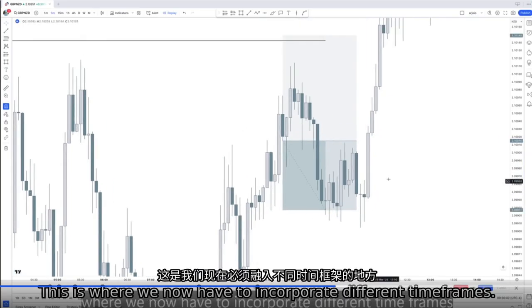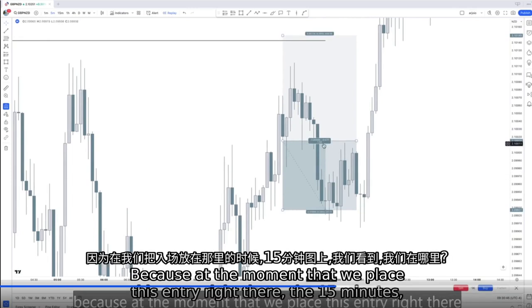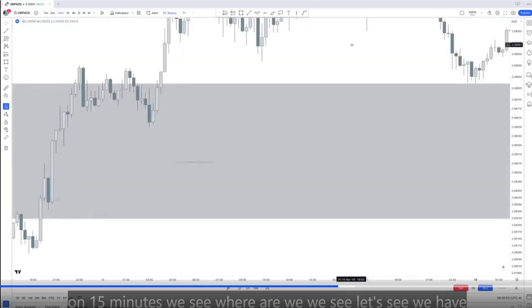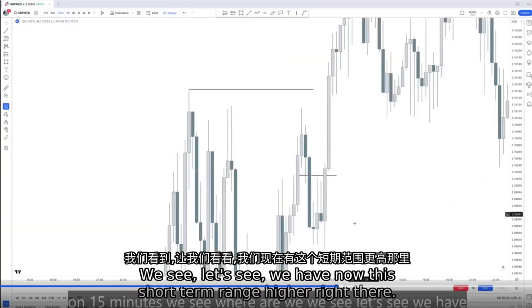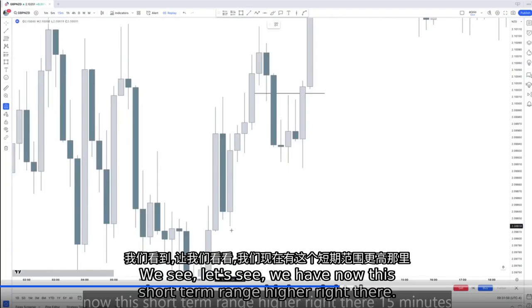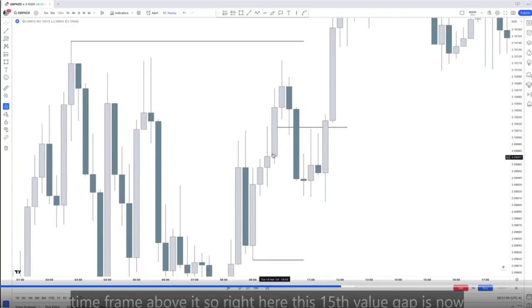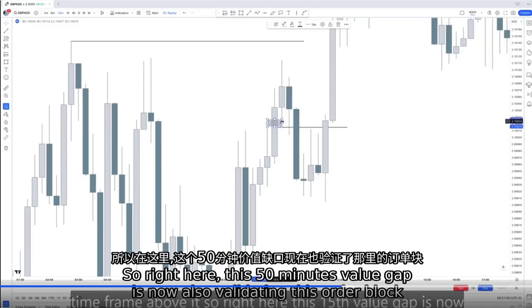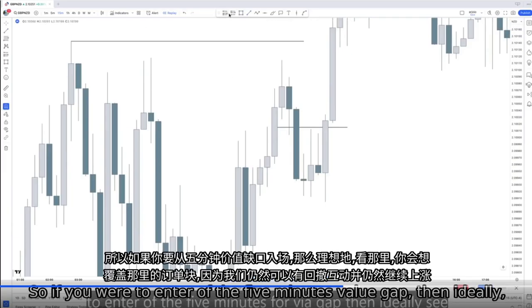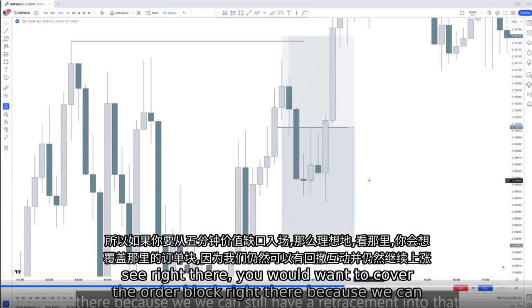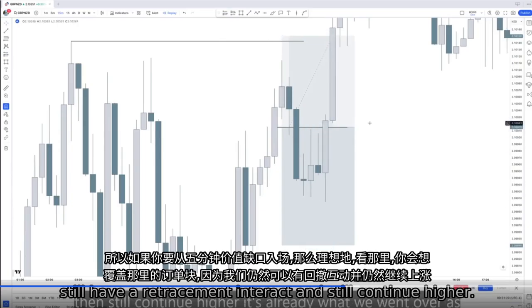This is where we now have to incorporate different time frames. Because at the moment that we place this entry right there on the 15-minute, we see, where are we? We have now this short-term range higher right there. 15-minute is stronger than a 5-minute, of course, because it's a time frame above it. So right here, this 15-minute value gap is now also validating this order block right there. So if you were to enter off the 5-minute value gap, then ideally, see right there, you would want to cover the order block right there because we can still have a retracement into that to then still continue higher.